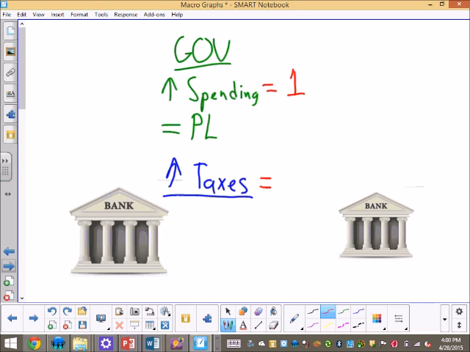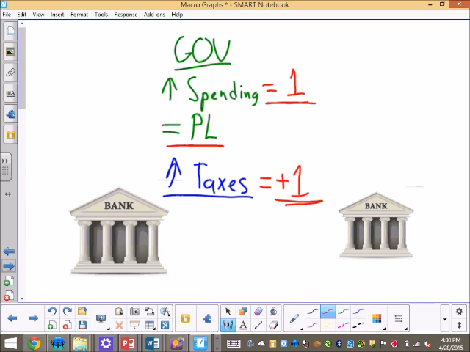2? Half? Which one? 1. Does that have something to do with the tax multiplier? It has everything to do with the tax multiplier. What's bigger, the spending multiplier or the tax multiplier? The spending's always bigger. So, if I want to keep price levels the same, that means I have to do what? I increase spending by a factor of 1. I need to increase taxes by a factor of more than 1. Okay?